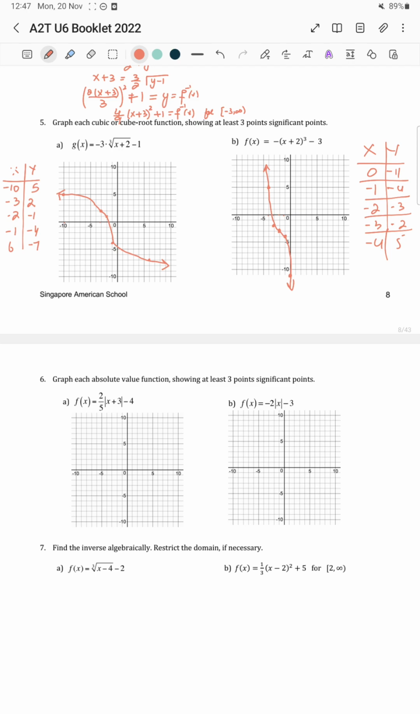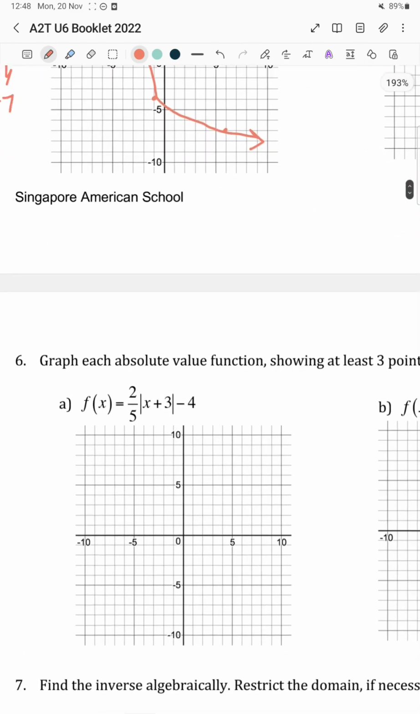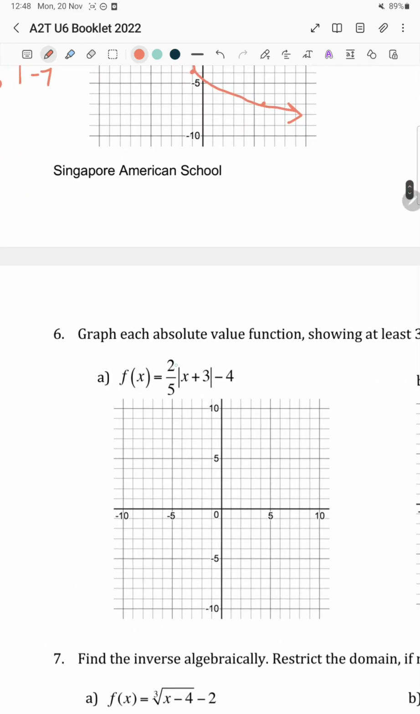Graph each absolute value function showing at least 3 significant points. Okay, so absolute value function, the main thing for absolute value function is this, 5 by 2, and it's 3 and minus 4. So it is minus 3 and minus 4, and it will go in the upper direction too.